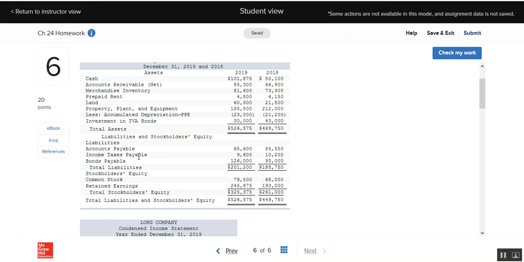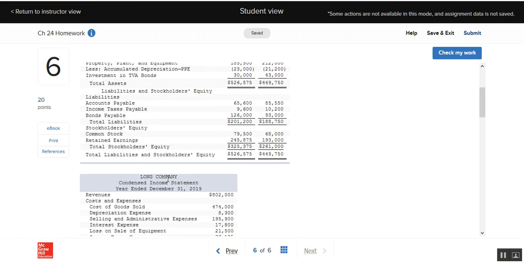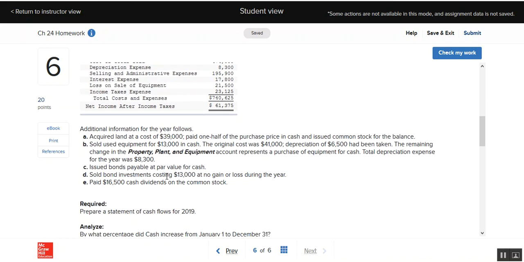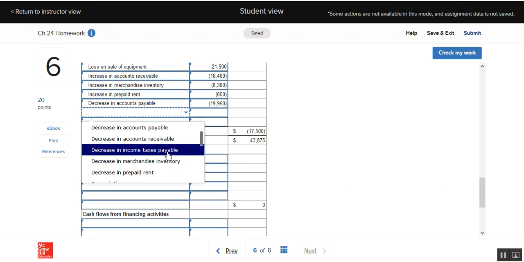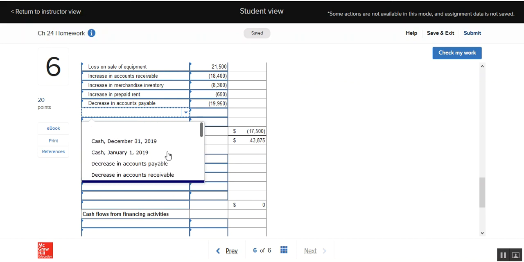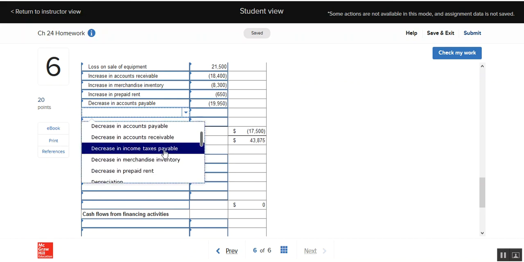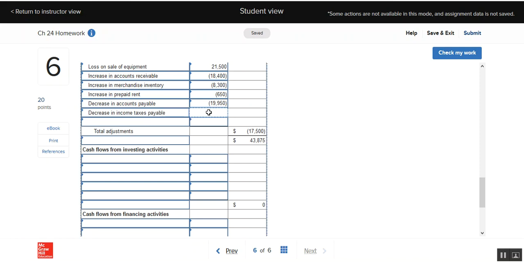We've got an income tax payable of $10,200 last year, and this year it's $9,600. So we've got a decrease in income tax payable. So we're going to go down here. I can find it. And it's $600. It's a liability. It works the same as the accounts payable, so it's a liability that has decreased from one year to the next, so it's a subtraction.